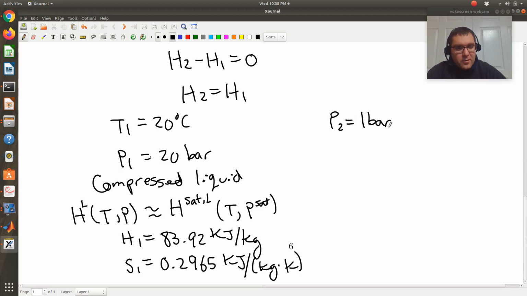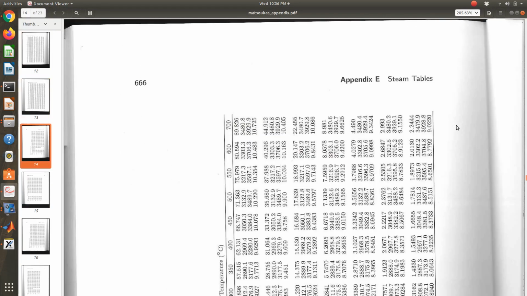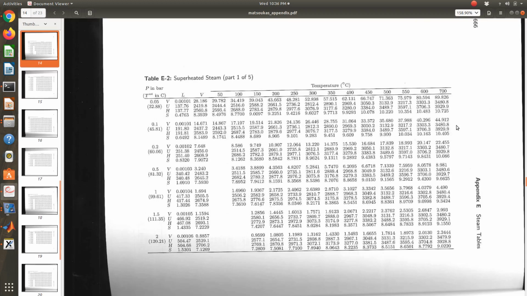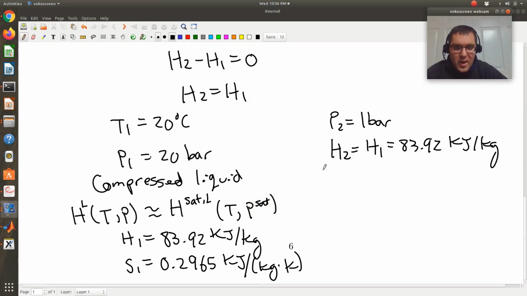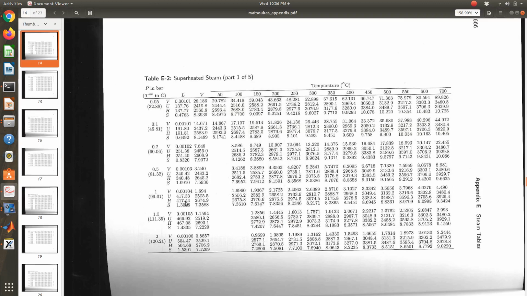All right. So in terms of my exit stream, it's going to be at a pressure of 1 bar. And I know that H2 is going to be equal to H1, which is 83.92 kilojoules per kilogram. So now I'm going to go to my superheated steam tables, because that's incremented in pressure. What I'm looking for is an enthalpy of 83.92.